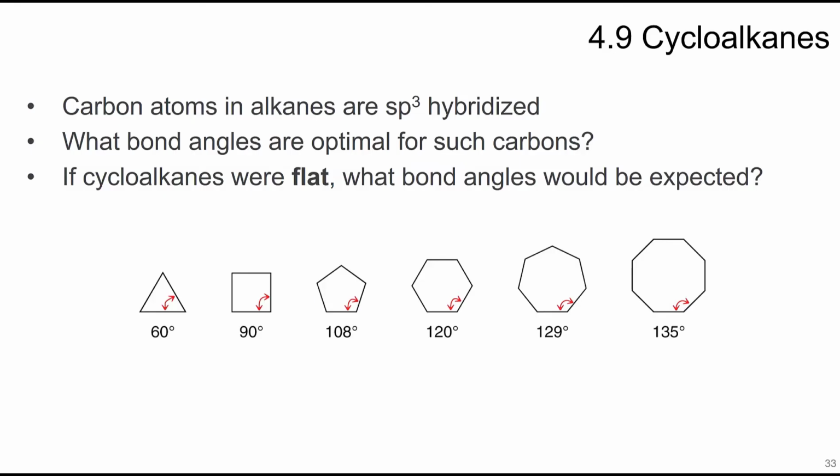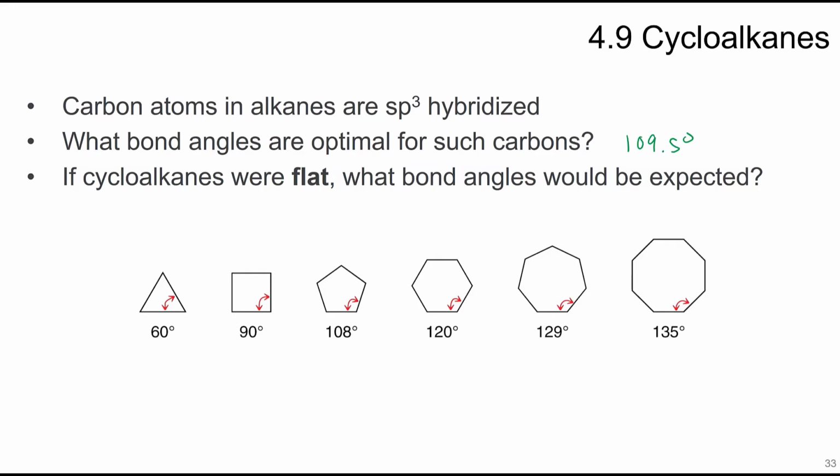So in the second part of chapter 4, we're going to look at different cycloalkanes more closely. Carbon atoms in alkanes are sp3 hybridized, and those carbons enjoy a bond angle of 109.5. If cycloalkanes were flat, what bond angles would be expected? If we look at cyclopropane, we can divide up the angles. That's going to be 60 degrees. Cyclobutane is 90-degree angles. It's 108 for cyclopentane, 120 for cyclohexane, and it increases as the number of carbon bonds increases.